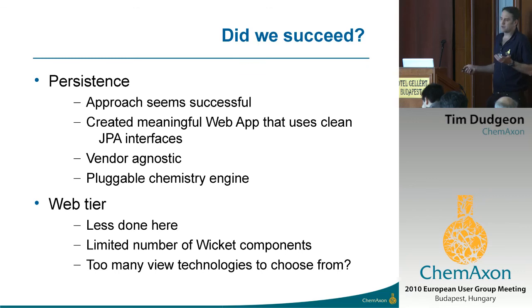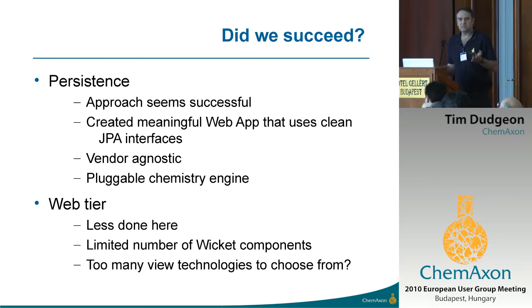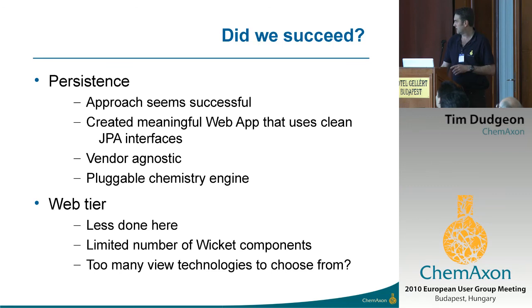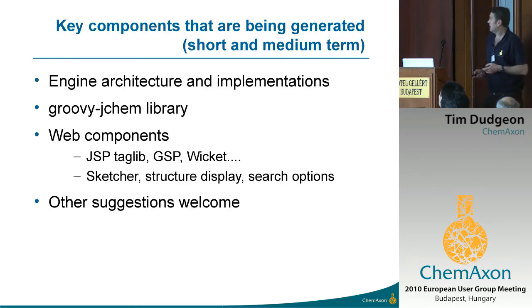In the web tier, we've done much less. And this is a bit more difficult because there are so many different web frameworks out there. It's difficult to know which ones we should be supporting. So we've done much less in the web tier than we have in the persistence. But the benefits of building things like web services should be obvious.